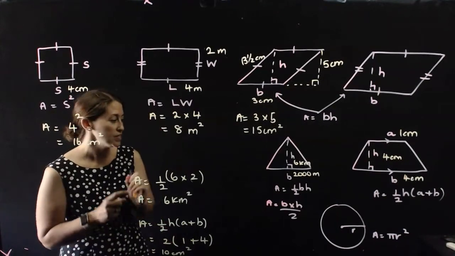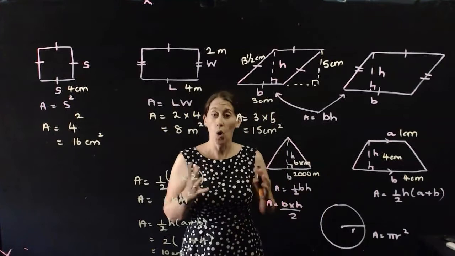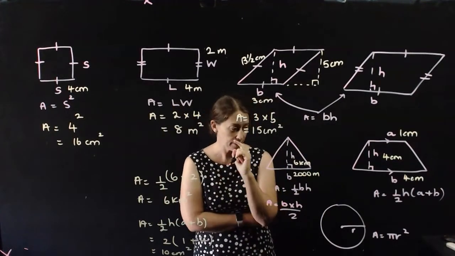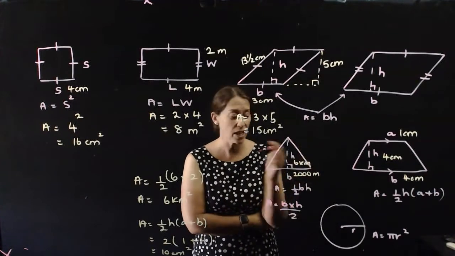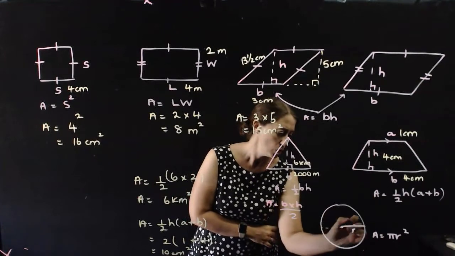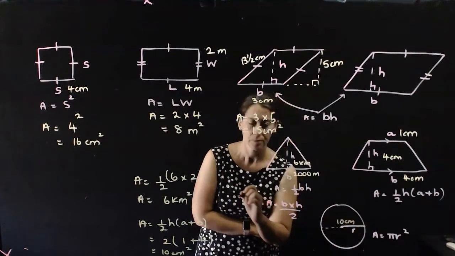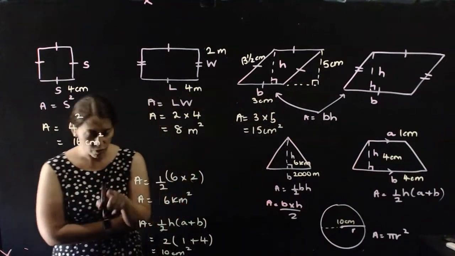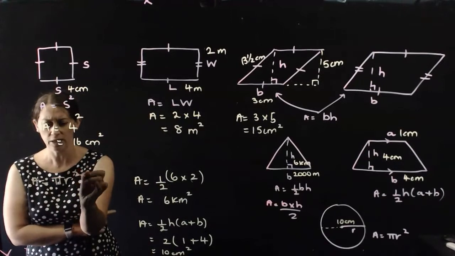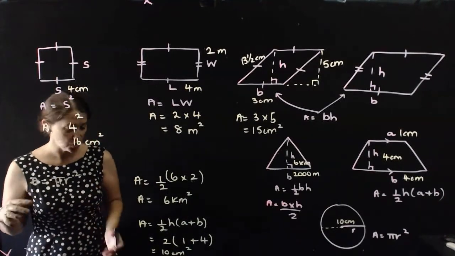All right, the circle. I'm going to need a calculator for this, or I could write it in exact values of pi. So I'm just going to write it in exact values of pi. Let's give a diameter, a full diameter all the way across of 10 centimetres. So I need the radius to be able to work out the area of a circle. So formula, always write the formula down first. So I've got pi r squared.